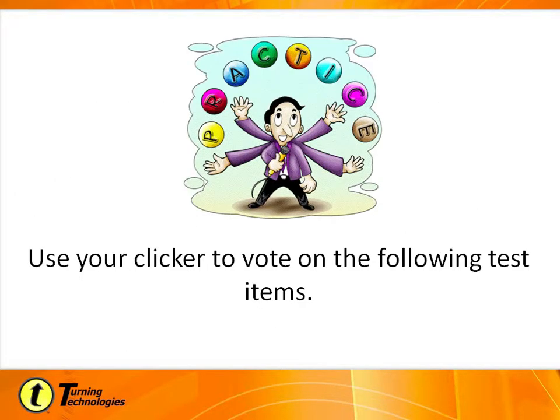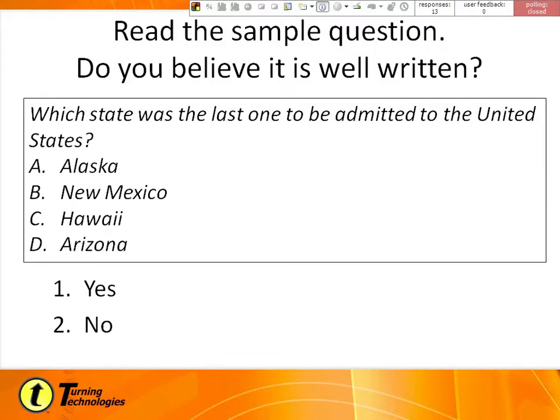So I'd like you to use your clicker to vote on the following test items. Tell me whether or not this is a good question. So here's the question. Which state was the last one to be admitted to the United States? I'm not asking you to answer the question. I want you to tell me, is it a good multiple choice question? We get caught up in wanting to answer the question.